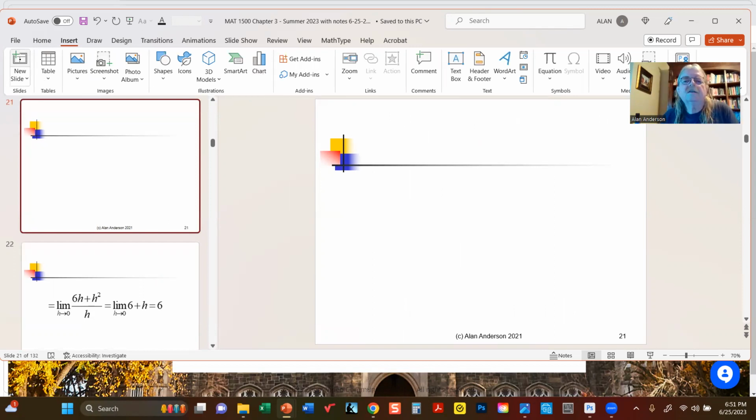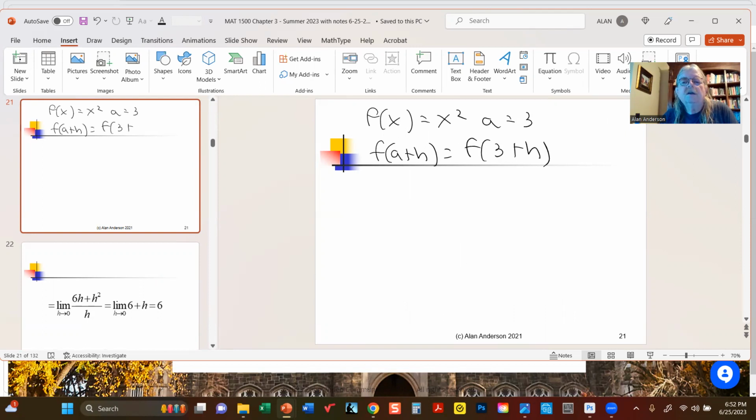If f of x is x squared, a is 3, then f of a plus h equals f of 3 plus h, which equals 3 plus h squared. Now, because this is a binomial, it's the sum of two terms, I can solve for this with FOIL.